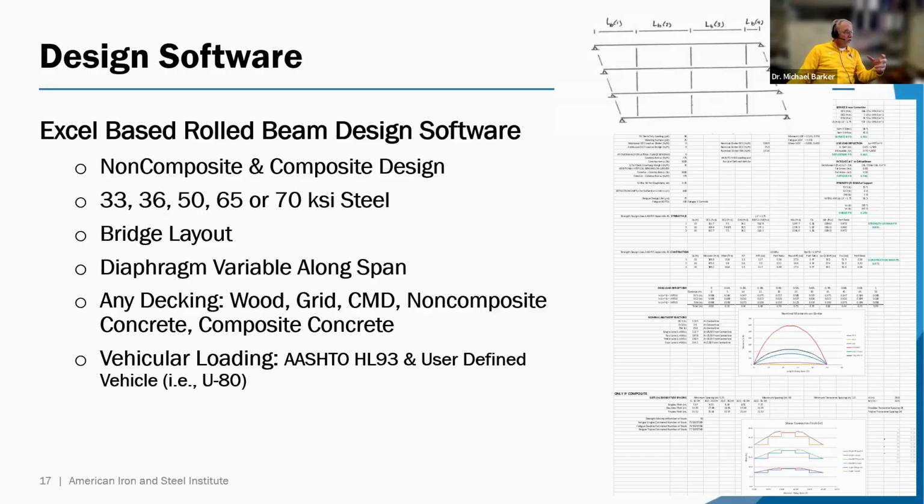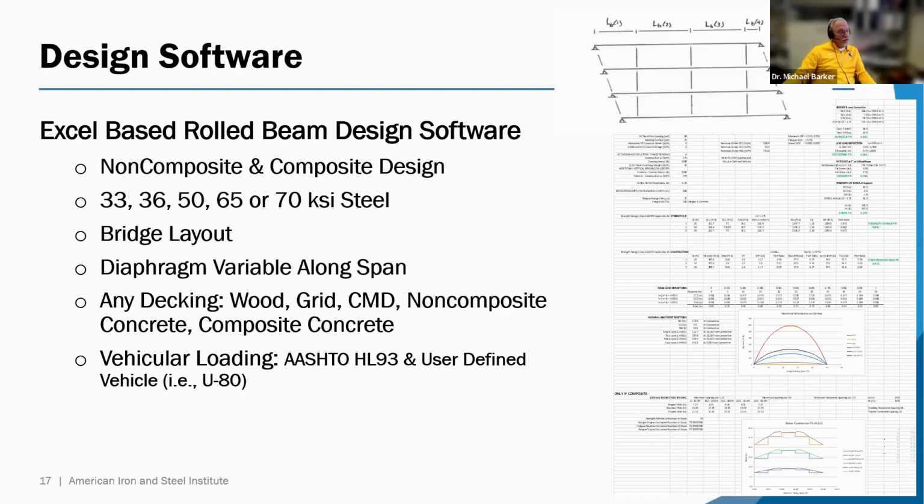But it's a really flexible program, and it is near optimized. It is Excel based, and it can do non-composite or composite. You can look at 5 different yield stress steels. Now, we didn't have the 33 or the 36 in there in the beginning, but we have a lot of counties that through a state program have old beams coming out of state bridges that they want to put into county bridges, and they don't know how to design for those lower yield stresses. Well, now they have a program that can.